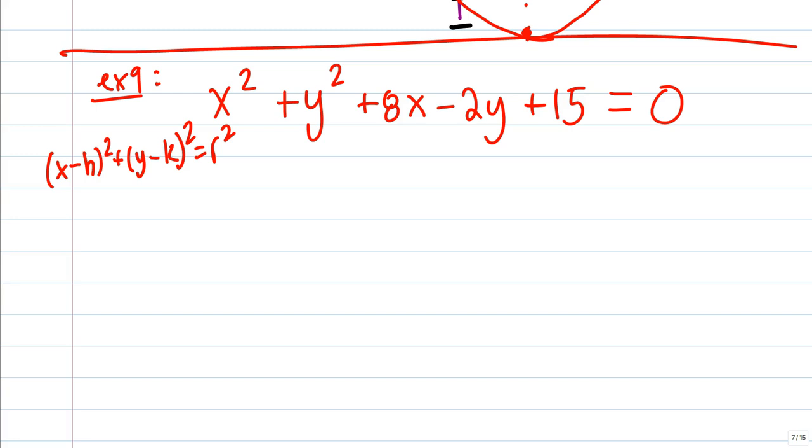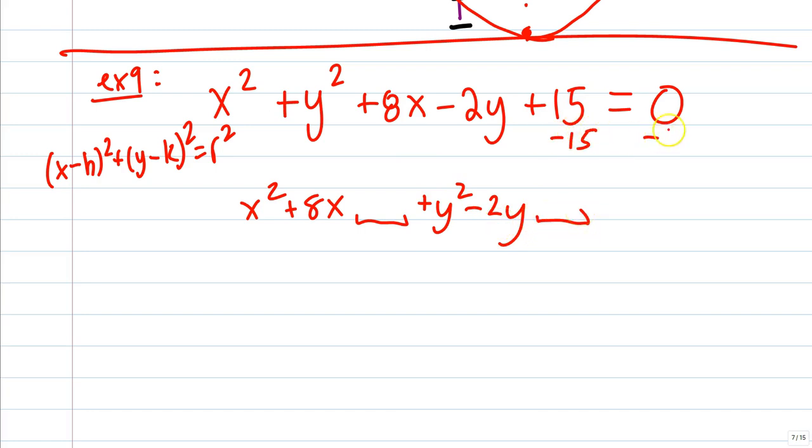So what we're going to do is I'm going to group the x's, leave some space for c. I'm going to group the y's, leave some space for a c, and I'm going to move the current c, the current last number, so that I can complete the square for both of these.